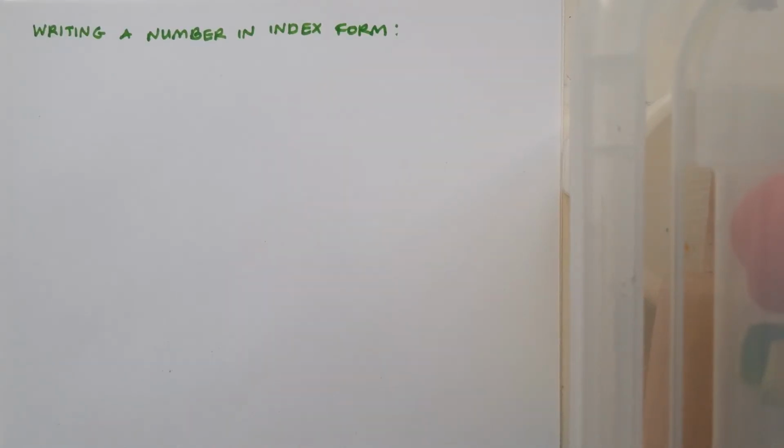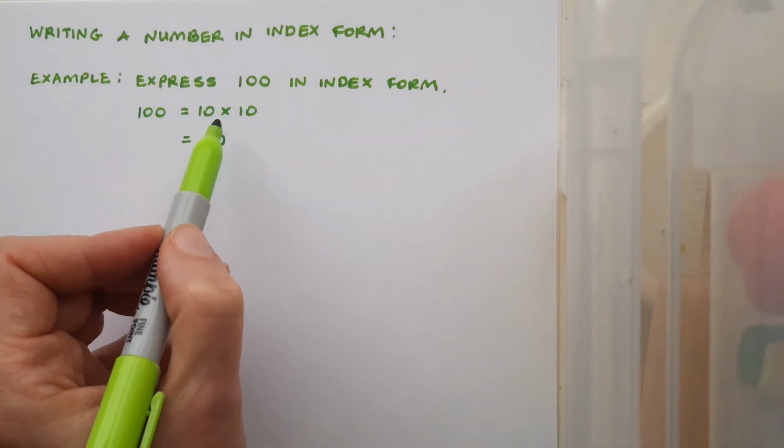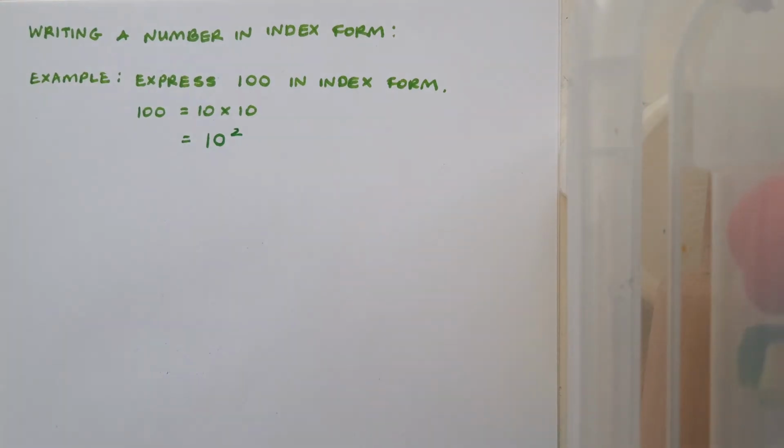Sometimes we'll have to go the other direction and go from a regular number to a number in index form. For example, I might be asked to express 100 in index form. What we need to do here is look for a repeating factor of 100. And it's pretty easy to spot in this case that 100 is just 10 by 10. So my base is going to be 10, and the number of repeats is the exponent. So 10 repeats twice in this multiplication. So I have 10 to the power of 2.